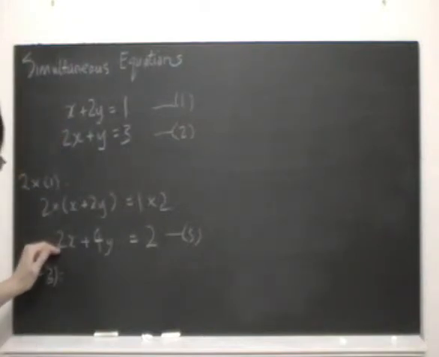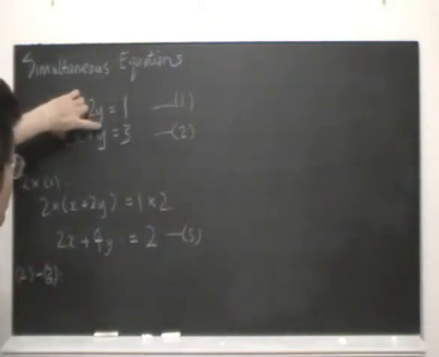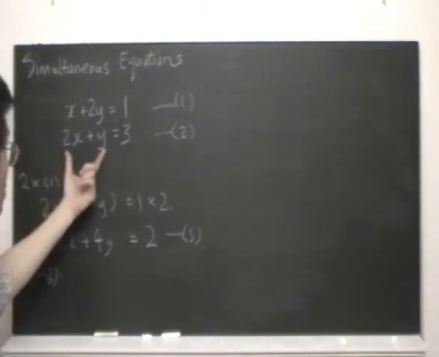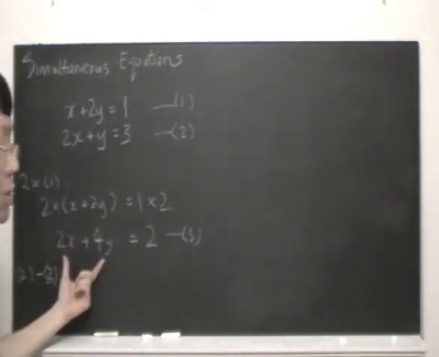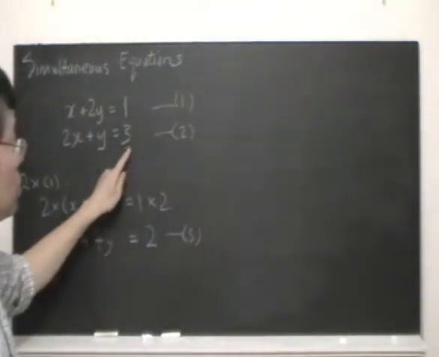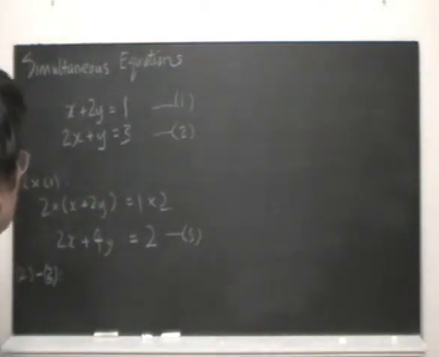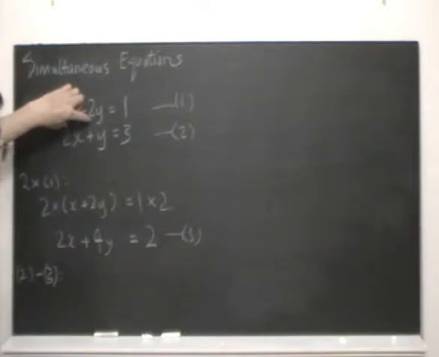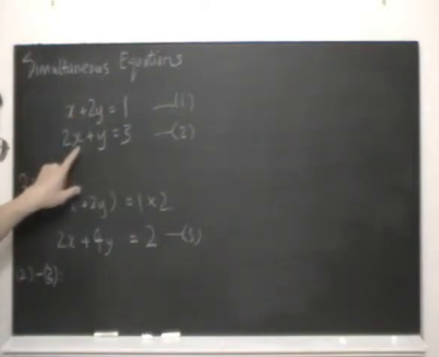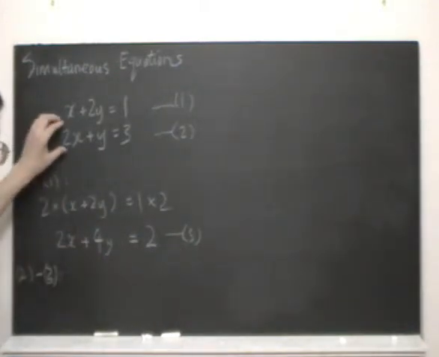minus equation 3. Now that is a little bit abstract, so what I really mean is that I want to take the left side of equation 2, this one, minus the left side of equation 3, and I want to take the right side of equation 2 minus the right side of equation 3. So let's do that and see what happens. Now, the left side of equation 2 is 2x plus y. The left side of equation 3 is 2x plus 4y. So let's do the left side.